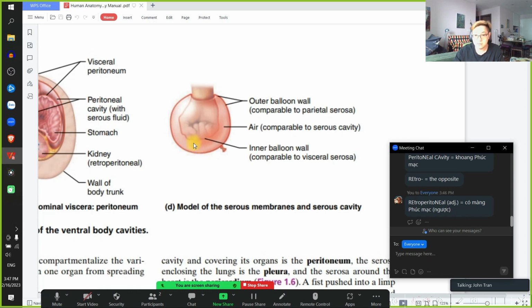And the inner balloon wall is comparable to visceral serosa.